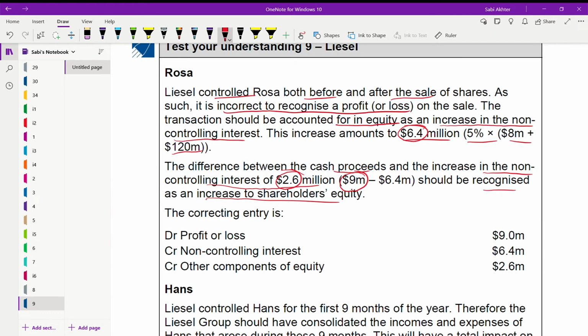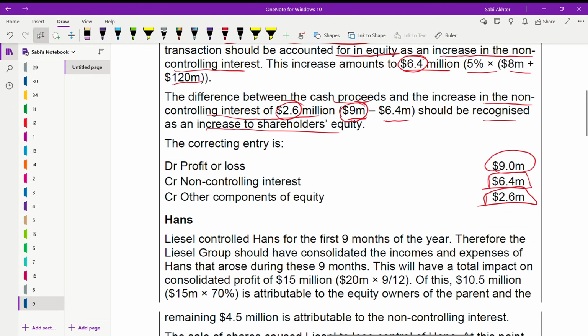So when you are correcting, remember earlier you have recognized profit. You have credited it. Now you have to debit that. You have to remove that 9 million. And NCI you have to increase by 6.4, which you have calculated as the increase in NCI. And other components of equity, 9 minus 6.4, because the cash you are receiving is 9. So this is an increase in other components of equity because the cash that you are receiving is more than your increase in NCI. Now we are coming to Hans.